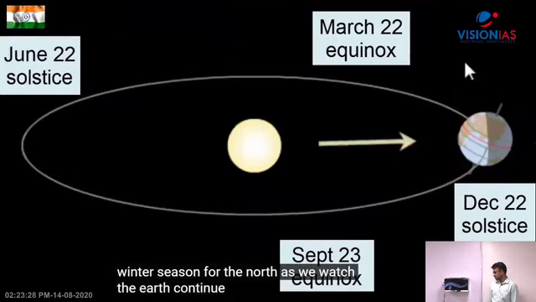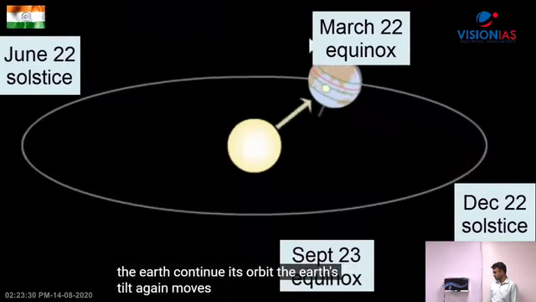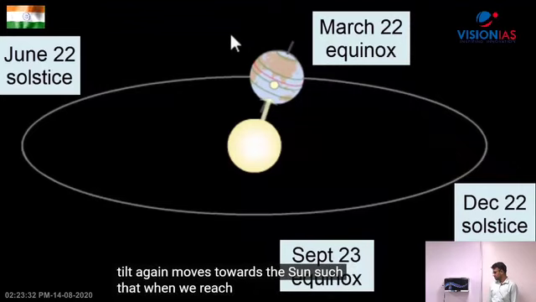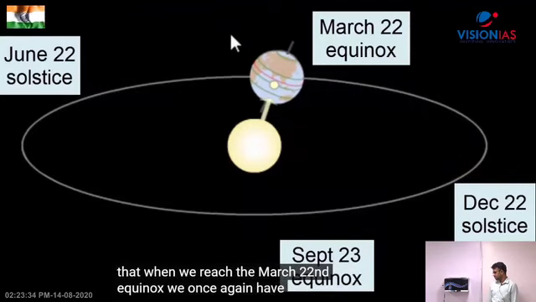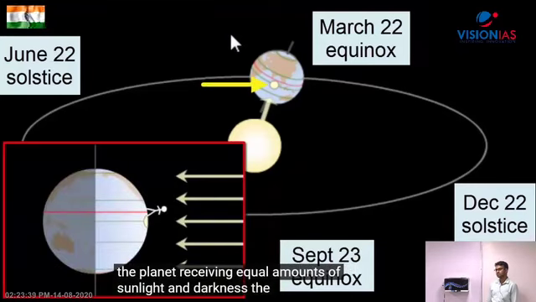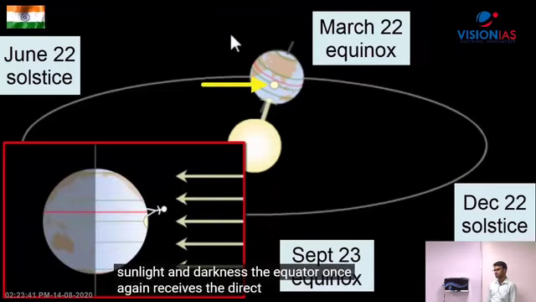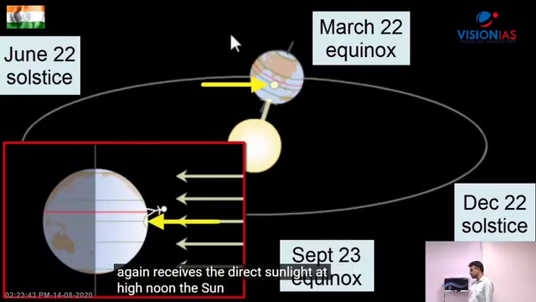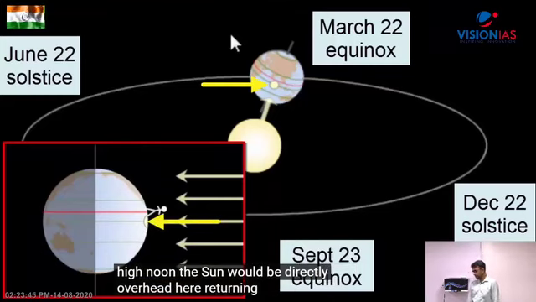As we watch the Earth continue its orbit, the Earth's tilt again moves towards the sun, such that when we reach the March 22nd equinox, we once again have all parts of the planet receiving equal amounts of sunlight and darkness. The equator once again receives the direct sunlight. At high noon, the sun would be directly overhead here.